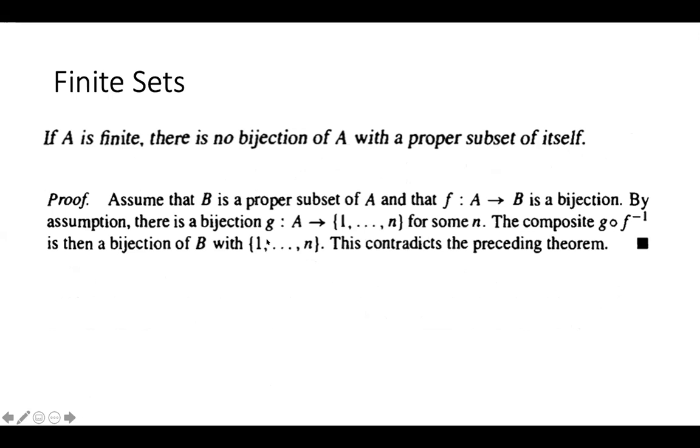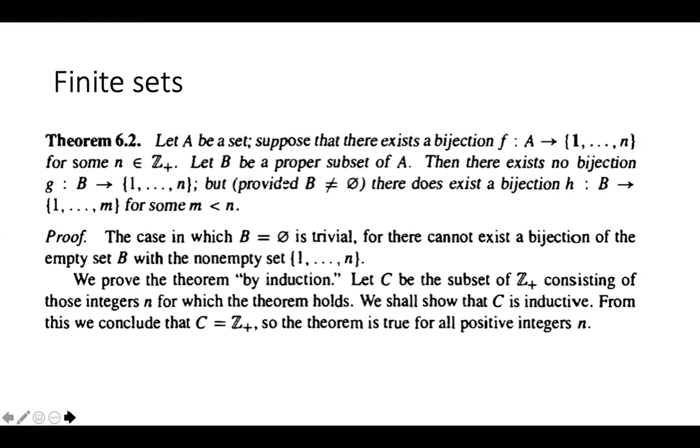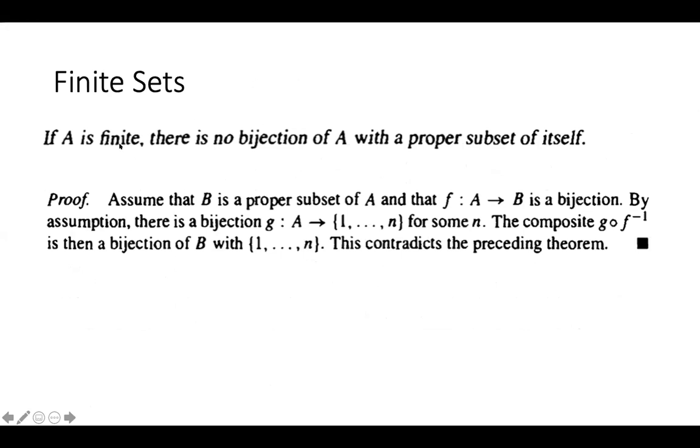These are certain corollaries which come out from theorem 4.6.2. It says that if A is finite, then there is no bijection of A with a proper subset of itself. This follows from the preceding theorem. If you say B is a proper subset of A, then f from A to B is a bijection. We take this assumption, but then this means that there is a bijection g which maps A to 1 to N for some N. And g of f inverse is then a bijection of B with 1 to N, which is a contradiction.